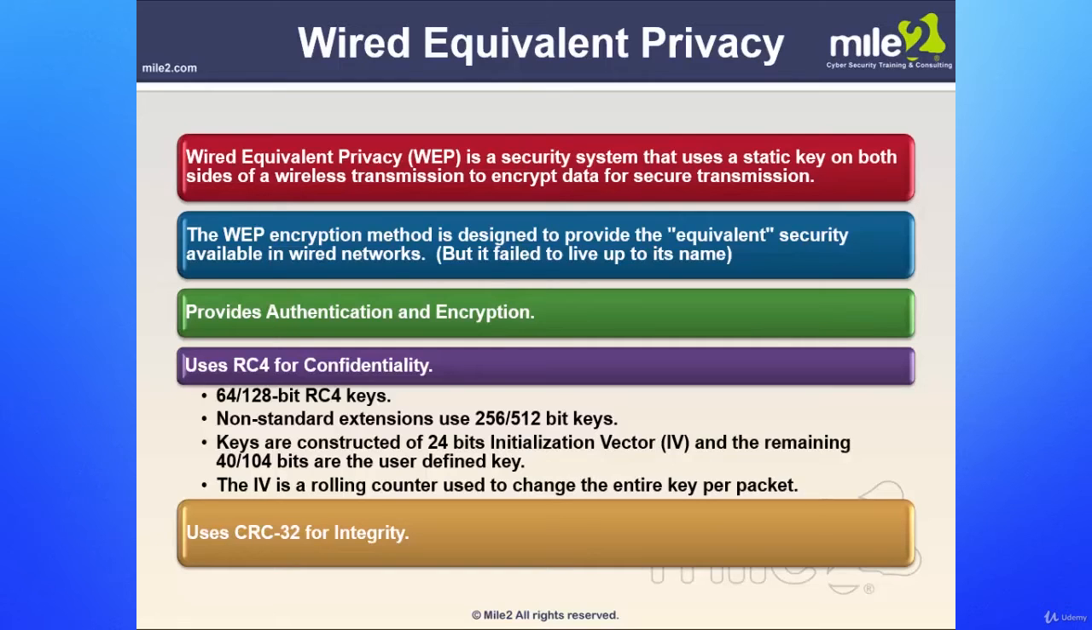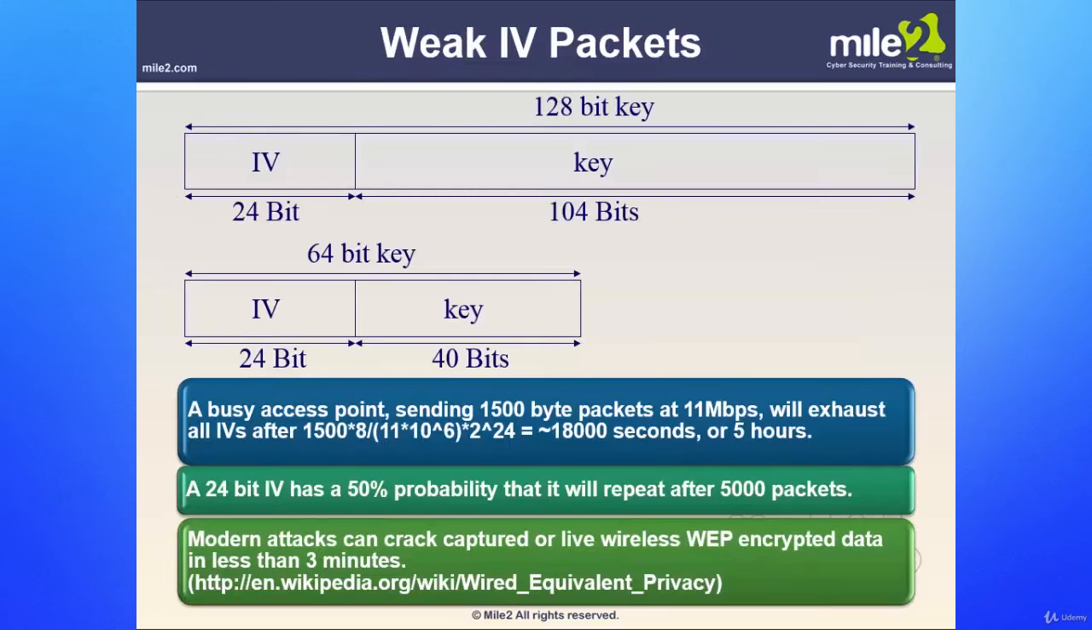And the remaining 104 bits are going to be the user-defined key. Now the IV is a rolling counter used to change the entire key packet. It uses what's called the cyclic redundancy check 32 for integrity. And to see what it looks like, in this screen here, we get to see that we have the 24-bit IV and the 104-bit key on the 128-bit. And on the 64-bit, obviously we have 24 bits and then 40.